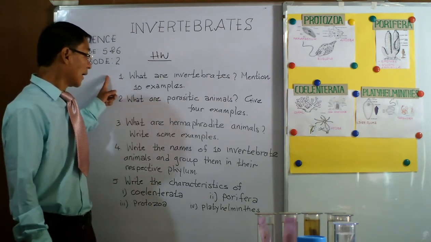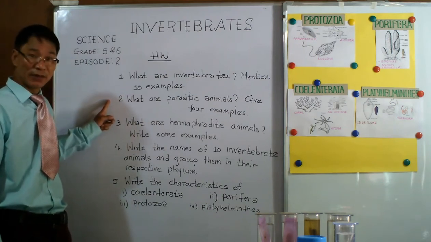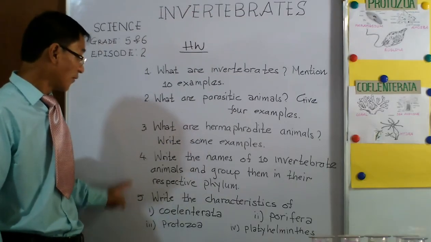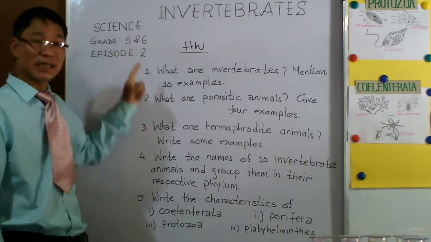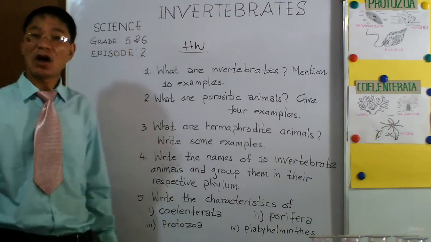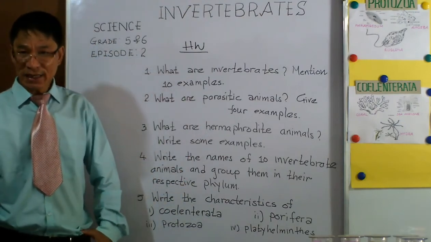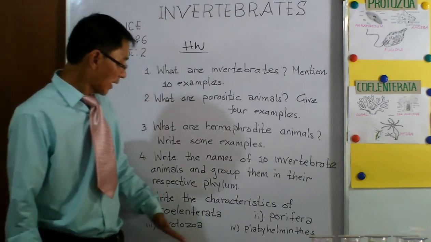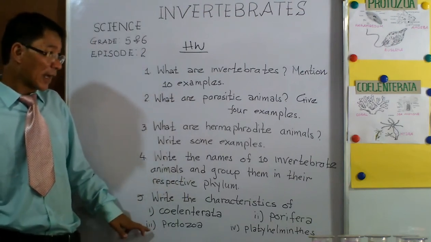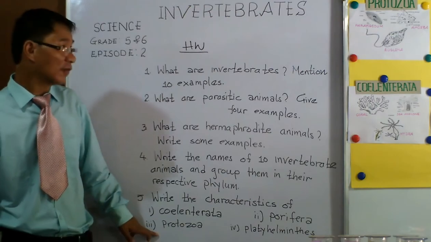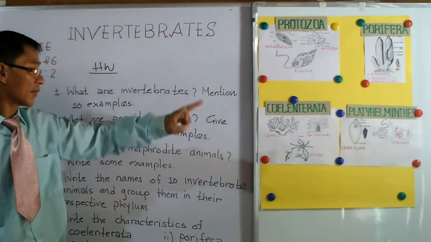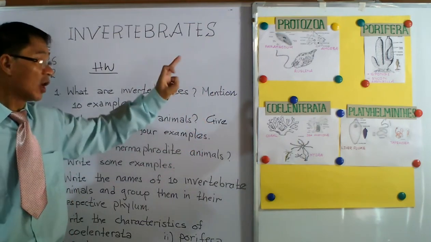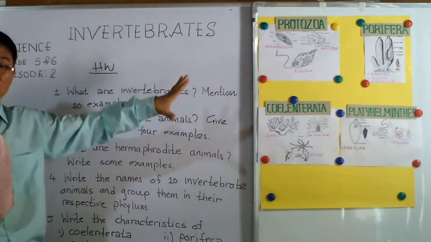So before ending the lesson about invertebrates, you need to do some of the homework given on the board. I think I've written very clearly for both 5 and 6 students. You need to write all this homework in a fair copy, neatly and cleanly. We're going to check later on when you come to school. I forgot to mention one more homework here. I would like you to draw each diagram from protozoa, Porifera, Cylindrica and Platyhelminthes. So you need to draw each diagram from these 4 phyla.